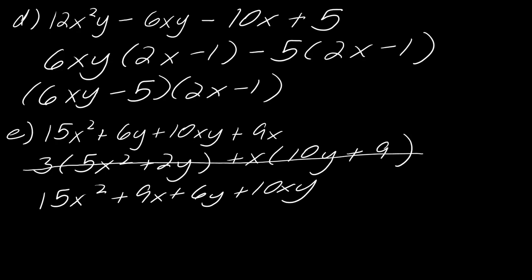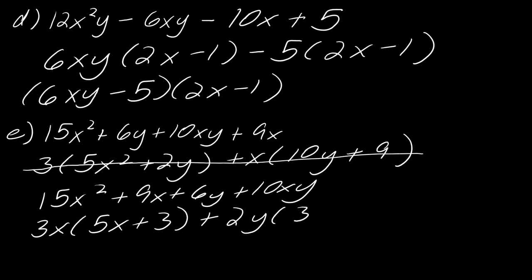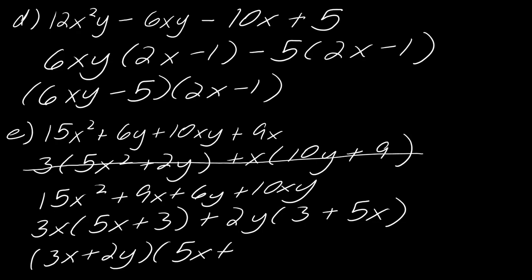Okay. So now if I do this, in the first two terms, I'm going to factor out 3x, and that's going to leave me with 5x plus 3. And then in the second two terms, it looks like I can factor out what? 2y, and then that's going to leave me with 3 plus 5x. And now, would you look at that? This actually can be factored, right? So now the final answer here will be 3x plus 2y times 5x plus 3.